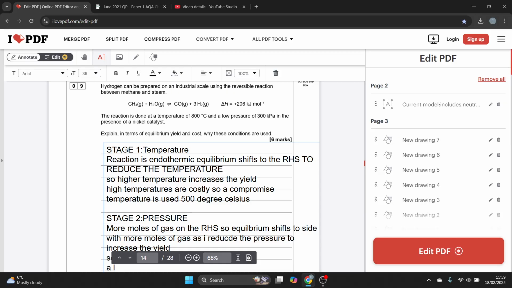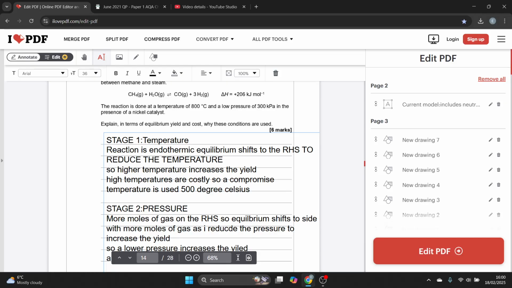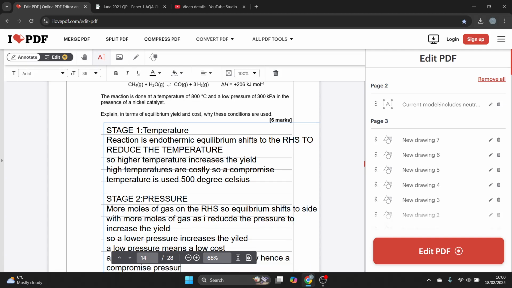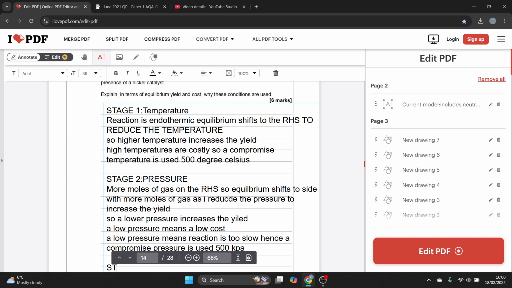However, a low pressure means a low cost. But then what I would also say is a low pressure means the reaction is too slow. Hence, a compromise pressure is used. For example, 500 kilopascals instead of 300.